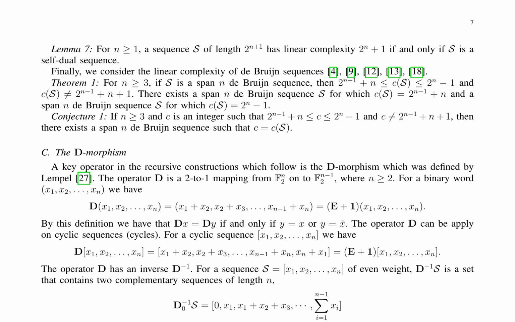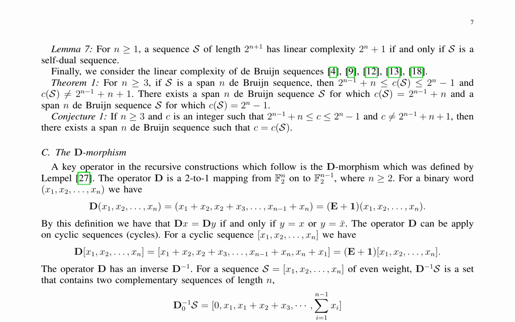The authors then investigate the linear complexity of de Bruijn sequences, presenting Theorem 1, which provides bounds for the linear complexity of span n de Bruijn sequences. Specifically, for n greater than or equal to 3, the linear complexity C(S) satisfies 2^(n-1) + n is less than or equal to C(S) is less than or equal to 2^n - 1, with C(S) not equal to 2^(n-1) + n + 1. Moreover, the authors show that there exist span n de Bruijn sequences achieving both bounds. Conjecture 1 proposes that for any integer c within these bounds, except for 2^(n-1) + n + 1, there exists a span n de Bruijn sequence with linear complexity c.